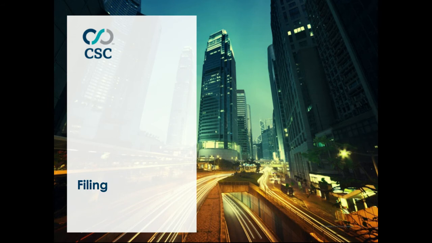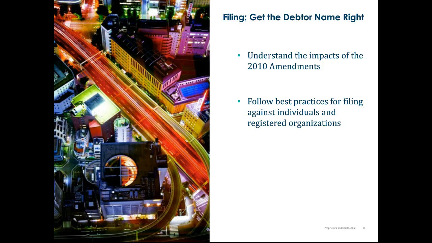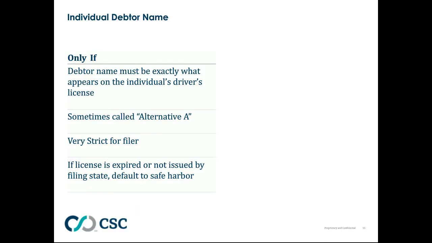So with filing, just like in searching, the debtor's name is a big deal. You have to understand how the 2010 amendments to UCC Article 9 changed how we look particularly at individual debtors, and then follow best practices for filing against both individuals and corporations or organizations. So let's take a look at individual debtors because this really changed quite a bit a couple years ago.